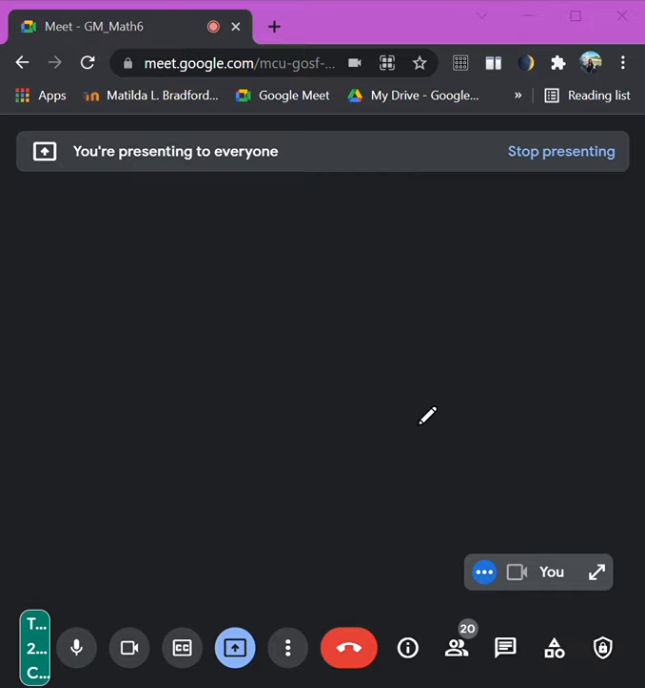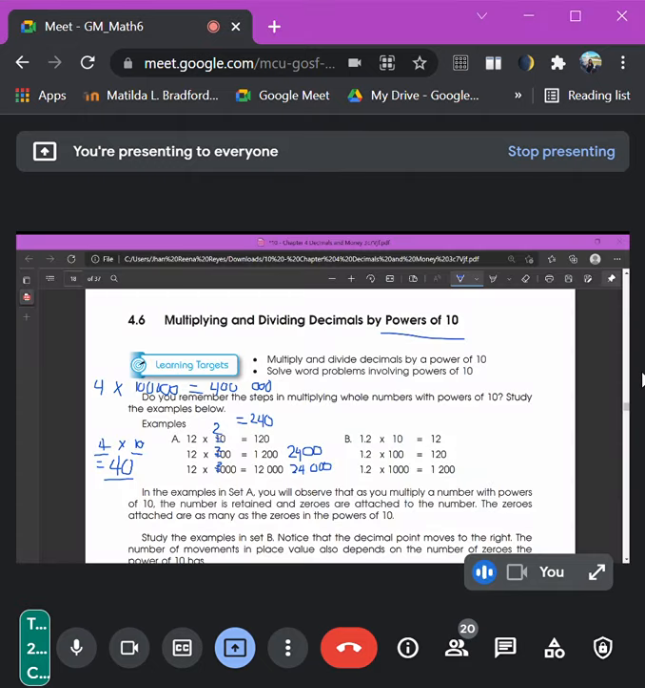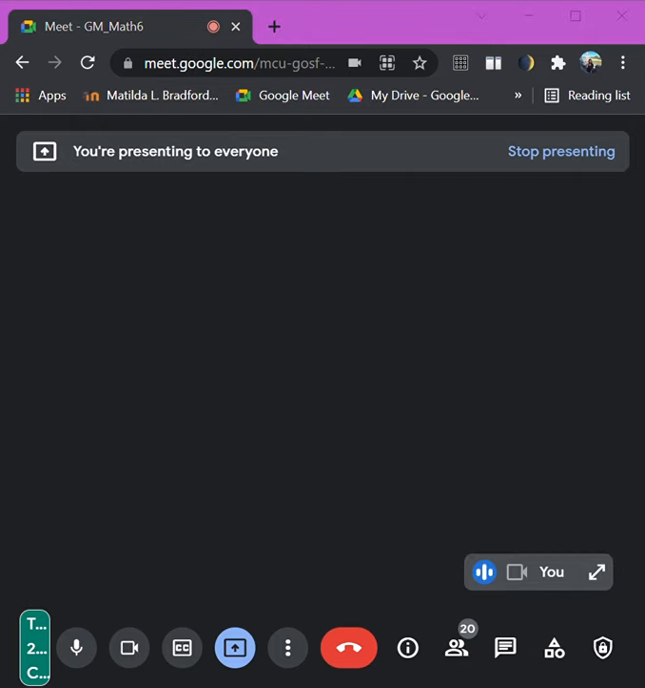Here in our example, we multiply 4 times 1, so that is 4. And then count how many zeros: 1, 2, 3, 4, 5. So there are 5 zeros, meaning 400,000 is the answer. That is still multiplying whole numbers with powers of 10. Remember your powers of 10, class.